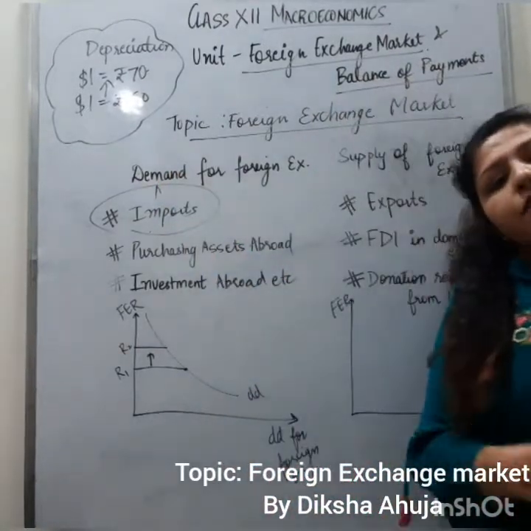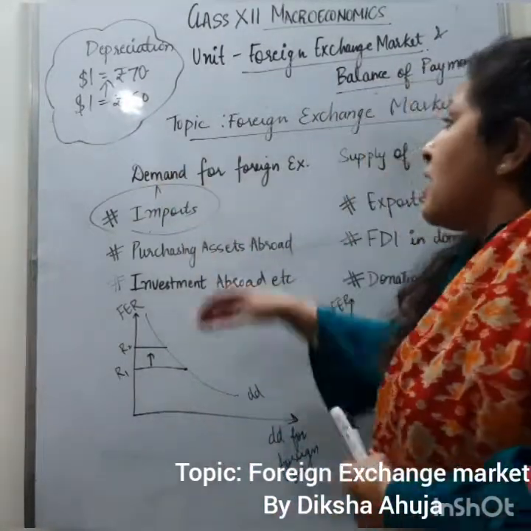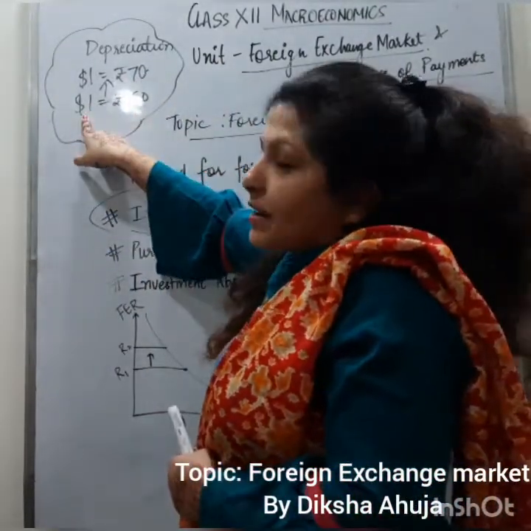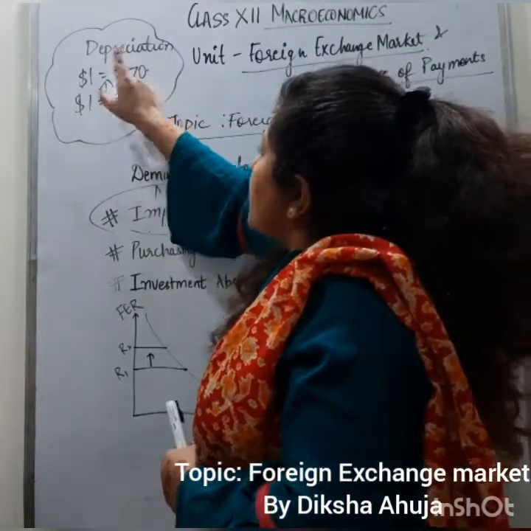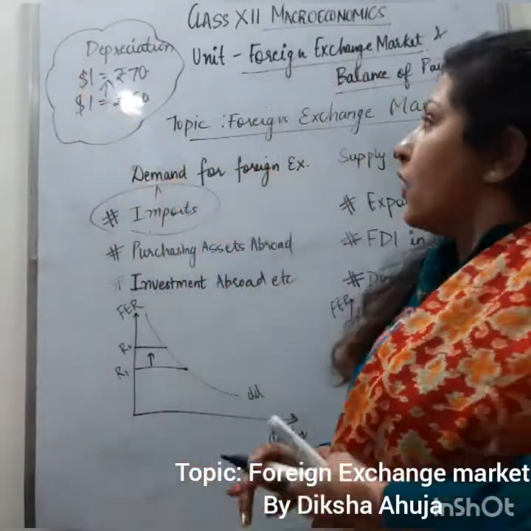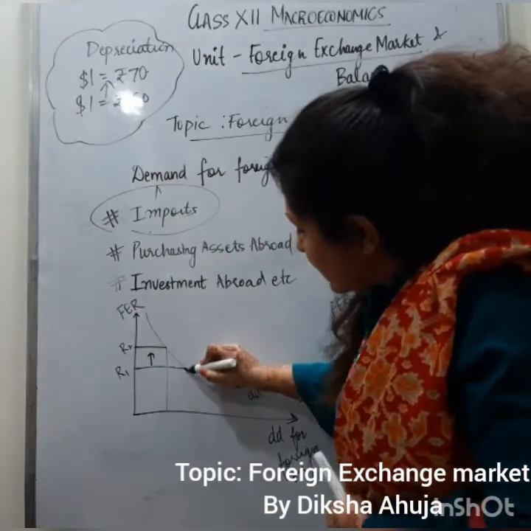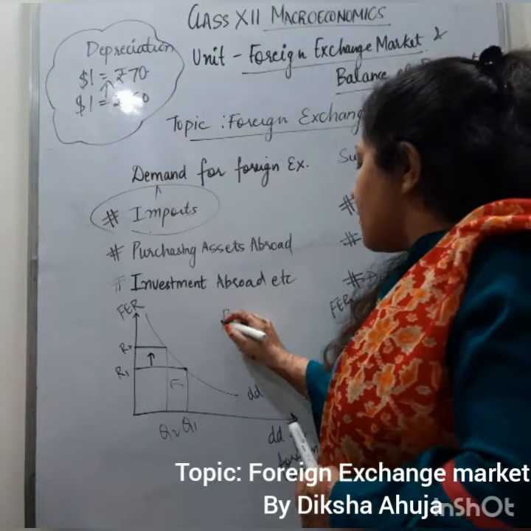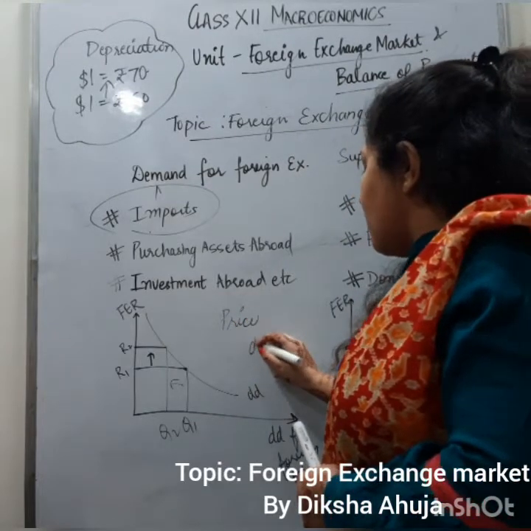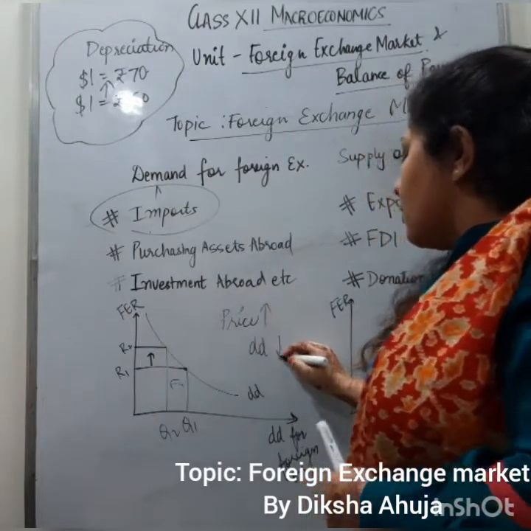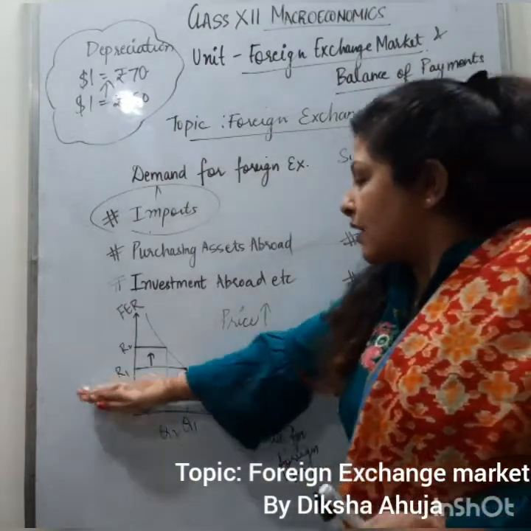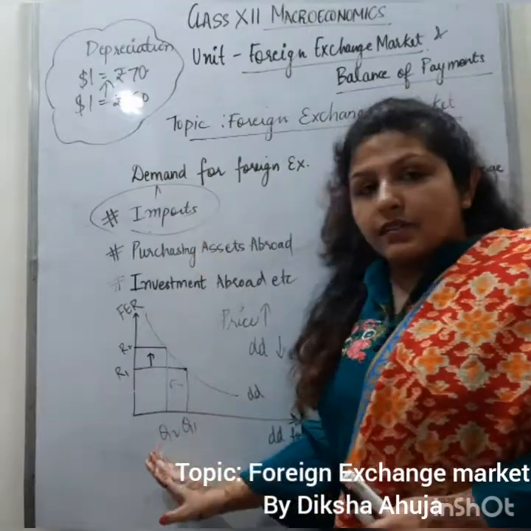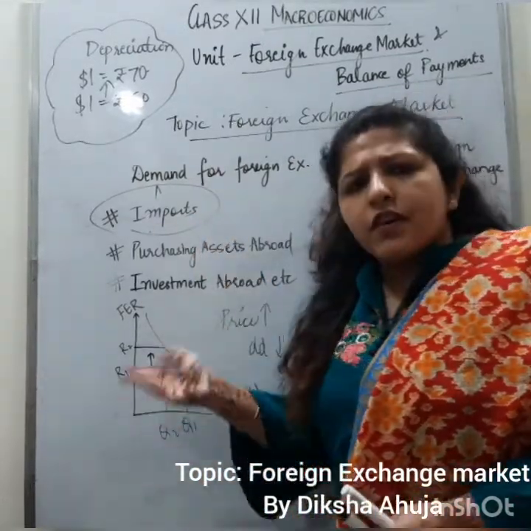So think of when the depreciation will take place, the US goods will become costly for Indian consumer, because earlier we were paying 60 to get $1. Now we are paying 70 rupees to get $1 goods. So it has become costlier for us. So imports will decrease, Q1 to Q2. So you can say there is an inverse relationship between price of foreign exchange and quantity demanded. Price increase हुआ तो quantity demanded fall हो गई. When the exchange rate has risen from 60 to 70, the imports have decreased, the demand has decreased. And vice versa will take place in the case of appreciation.